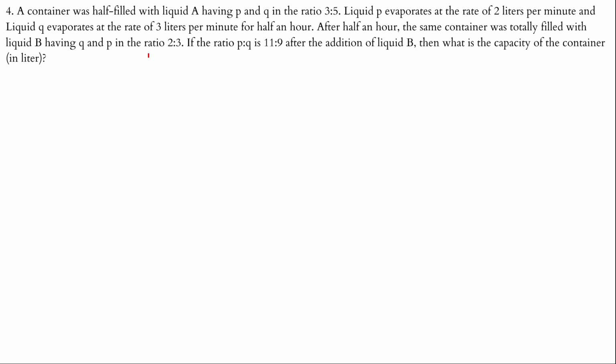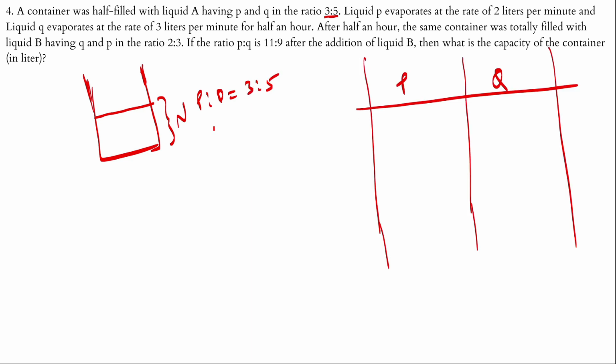Alright. So a container is there. So liquid A was filled here. Let this be N. Right. So liquid A was filled initially, and in that liquid the ratio of P and Q is 3:5. So if the total quantity is N, then what is the part of P? It is 3 by 3 plus 5, which is 8, of N. 3 by 8 of N. What is the part of Q? It is 5 by 8 of N.